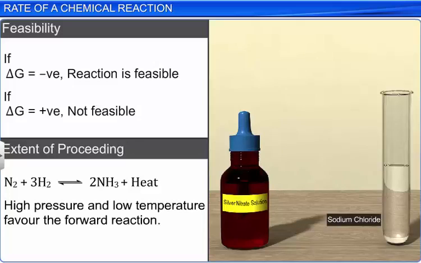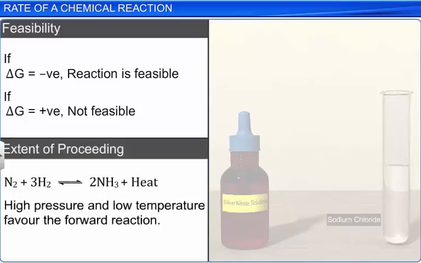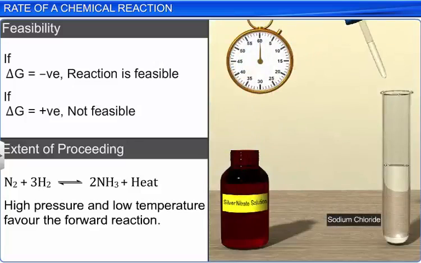One of the most important aspects of the study of chemical reactions, other than predicting their feasibility and the extent to which they would proceed, is the time taken for their completion. That is, the rate of a chemical reaction. Let us understand this in detail.